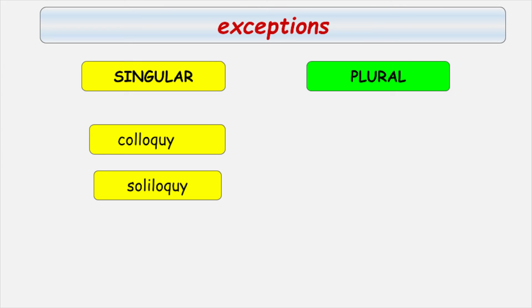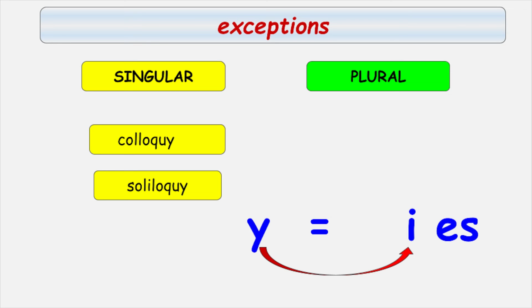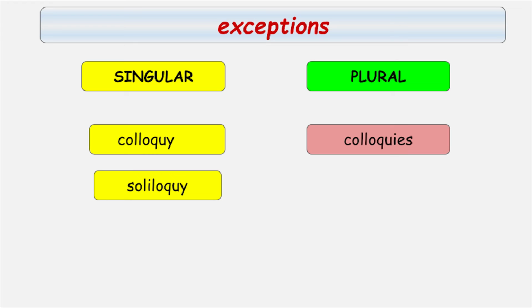These are nouns ending with Y preceded by a vowel U, but they form their plural by using the rule for nouns ending in Y preceded by a consonant. That is, to change the Y to I and add ES. So, for colloquy, we have colloquies, and for soliloquy, we have soliloquies.